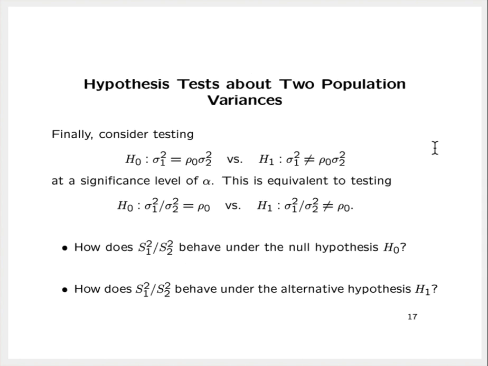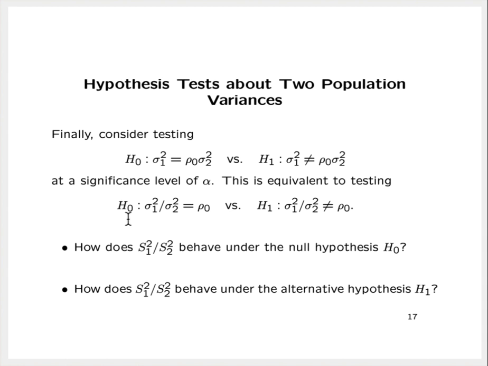And then finally, let's consider the following test. The null hypothesis is that sigma 1 squared is equal to rho sub 0 times sigma 2 squared, against the alternative that sigma 1 squared is not equal to rho sub 0 times sigma 2 squared. We're going to perform this test at a significance level of alpha. This test is equivalent to testing the following hypotheses, which we obtained from the previous hypotheses just by dividing both sides of the equation by sigma 2 squared.